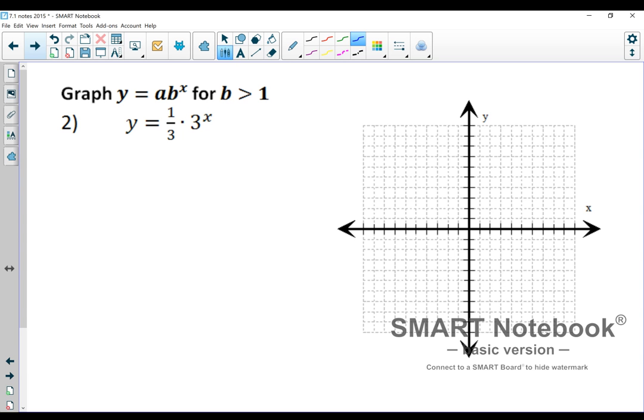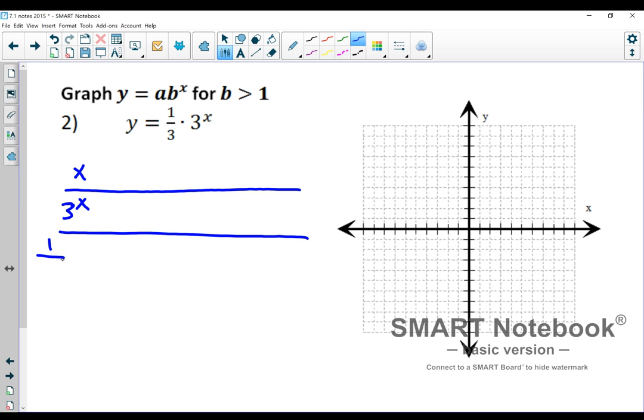For the next one, we're making it a little bit more difficult. So when I make a table for this one, I kind of do a 3-tiered table because I don't want to have to do a lot of work. So I'm going to look at x, then I'm going to figure out 3 to the x power. So I'm kind of doing this in stages. And then for the last one, I'll actually figure out my y values, my 1/3 times 3 to the x power. So I have to do the first 2 rows, -2, -1, 0, 1, 2. I always know what my x values are going to be.